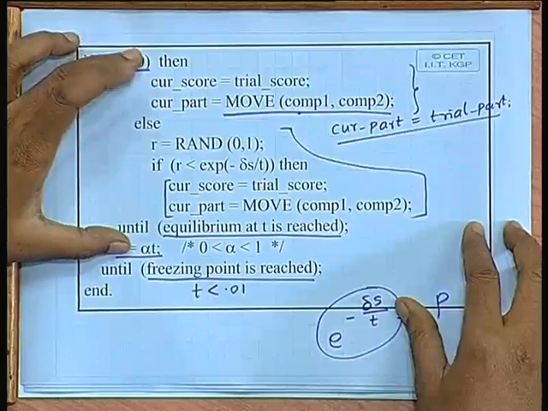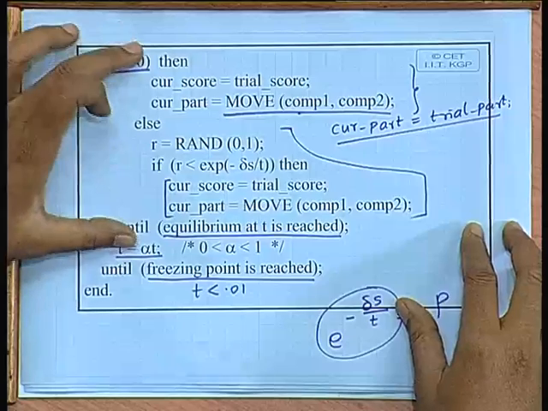So in the future iterations, the chance of accepting a worse move is less. No, in the inner loop T is constant. In the inner loop T is constant, yes. You said so probability will remain the same. In the inner loop probability remains the same.